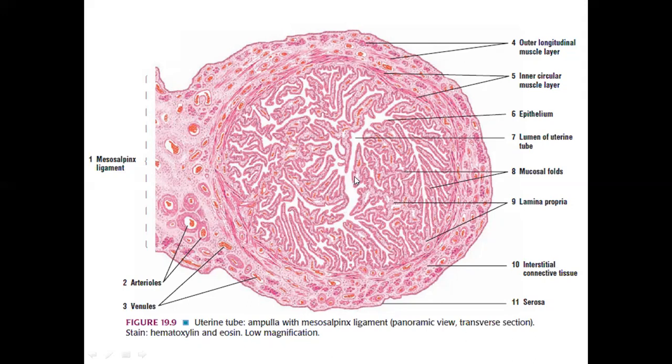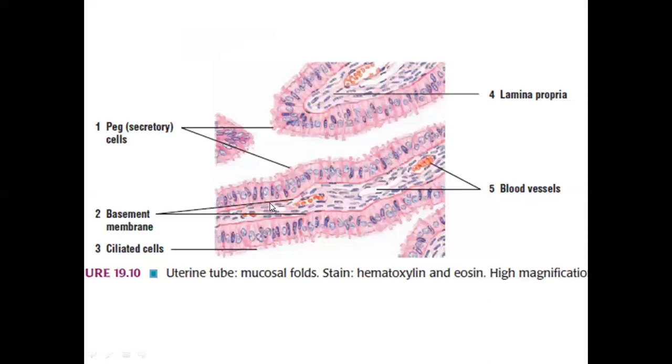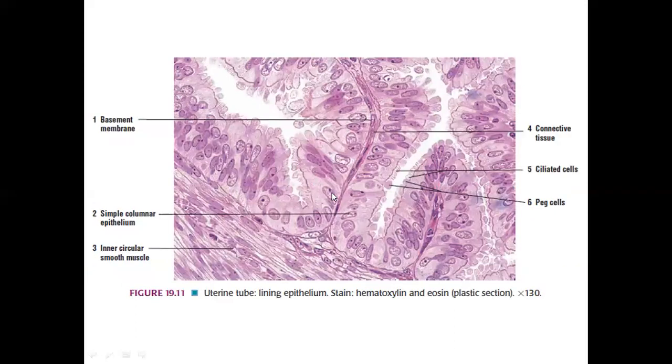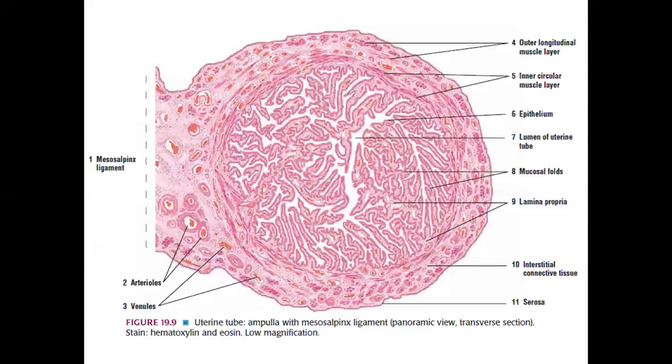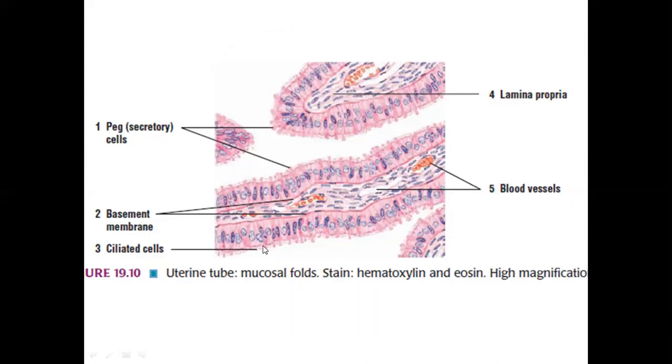The core of the mucosal fold is formed by the lamina propria, which contains numerous blood vessels and connective tissue fibers and cells. The epithelium of the uterine tube has two types of cells. First, simple columnar ciliated cells, and second, simple columnar non-ciliated secretory cells, also known as PEG cells.